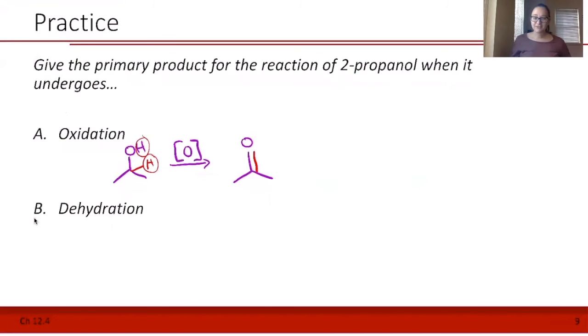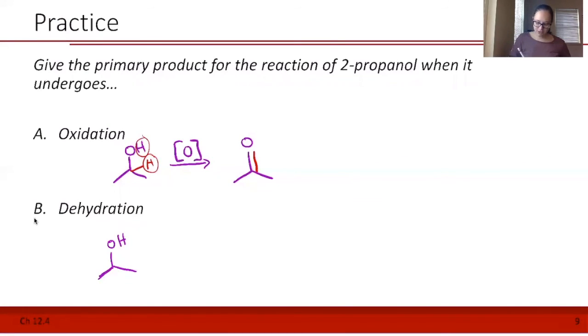So this is my answer for the first one. The oxidation of 2-propanol is going to make 2-propanone. There we go. Or acetone is the real name of that molecule. Okay, dehydration. So we start with our same molecule, 2-propanol. And recall back from just a couple videos ago, dehydration, instead of removing two hydrogens, we're losing water. Hydration, adding water; dehydration, losing water.